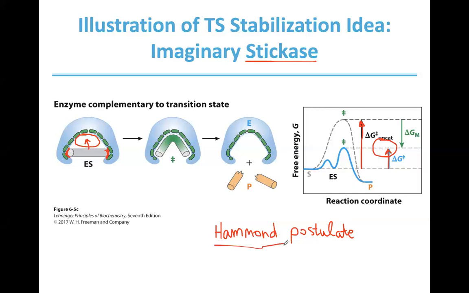I'll just tell you, but put it in your notes that basically species which are close in energy are also close in structure. Okay, so very useful, Hammond's postulate. So if you don't know what the transition state looks like, compare basically the energies. If the energies are similar, then likely the structures will be similar. So Hammond's postulate, very useful.